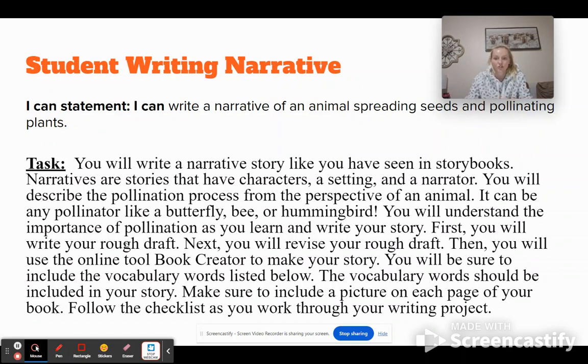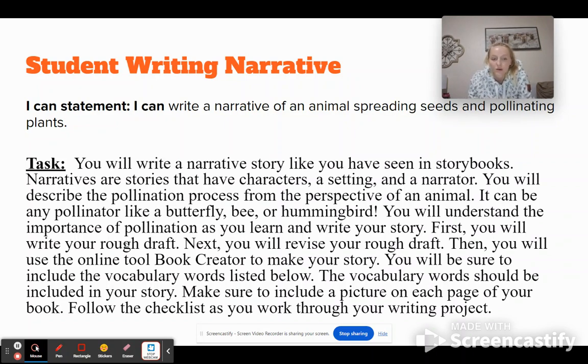They'll write a narrative story like they've seen in storybooks. They have characters, setting, and a narrator. They'll describe the pollination process from the perspective of an animal, and they will be able to pick any pollinator of their choice. This lets students have creativity and autonomy and helps them be engaged and interested in the assignment, where they will have fun and actually learn and dive into their assignment.